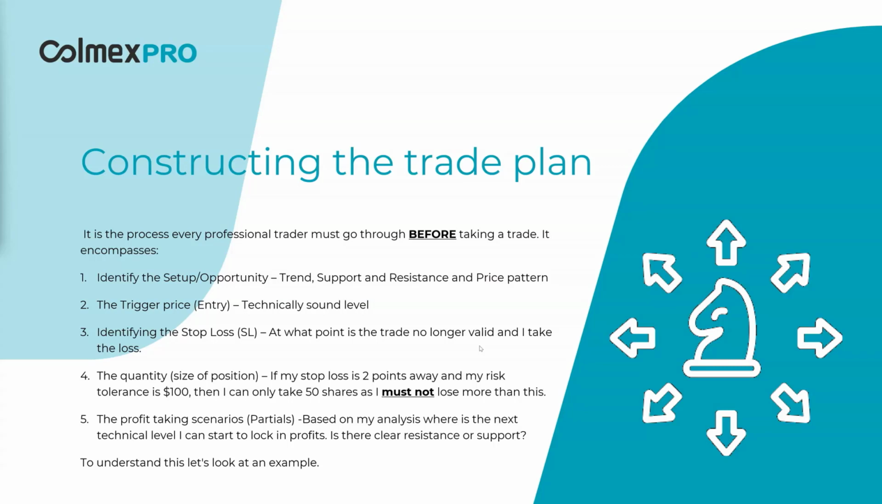And then after that, we have to identify the quantity or the size of the position. If my stop loss is 2 points away and my risk tolerance is $100, then I can only take 50 shares as I must not lose more than my risk tolerance. And then lastly, profit-taking scenarios or partials. Based on my analysis, where is the next technical level I can start to lock in profits? Is there clear resistance or clear support? To understand this fully, let's look at an example and incorporate everything.